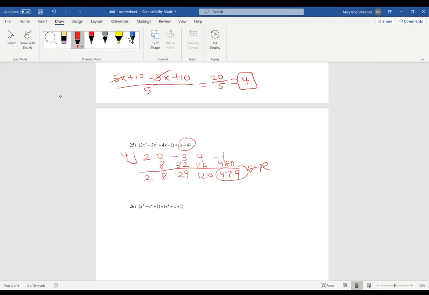So if this is the remainder, the 120 is my constant, 29 is the coefficient of the x, 8 is the coefficient of the x squared, and 2 is the coefficient of the x cubed. So it's 2x cubed plus 8x squared plus 29x plus 120 plus the remainder over the divisor, the thing we're dividing by.